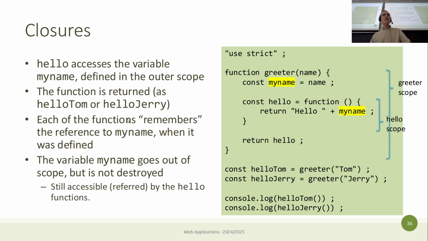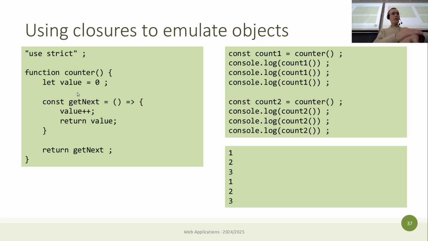So each of the inner function remembers the reference to my name, even when the variable my name goes out of scope, okay? It's not destroyed by the JavaScript interpreter, because the JavaScript interpreter knows there's a reference to a function that has still visibility on that variable, okay? That's the explanation, but we don't really care about the explanation. We only need to understand the concept. Okay.